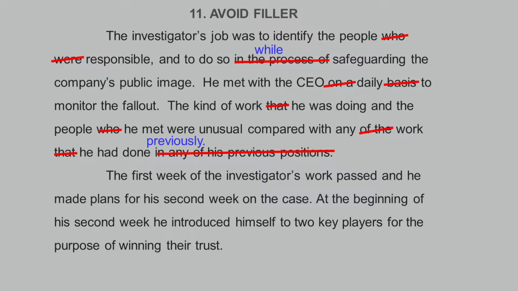This sentence is entirely superfluous. You may find yourself talking to yourself on paper like this when you're struggling to get a new paragraph underway. It's not uncommon. You just need to recognize it so you don't end up with a full sentence of filler. Now, having removed that babbling first sentence, we'll need to adjust the second a bit. At the beginning of his second week on the case, the investigator introduced himself to two key players to win their trust.